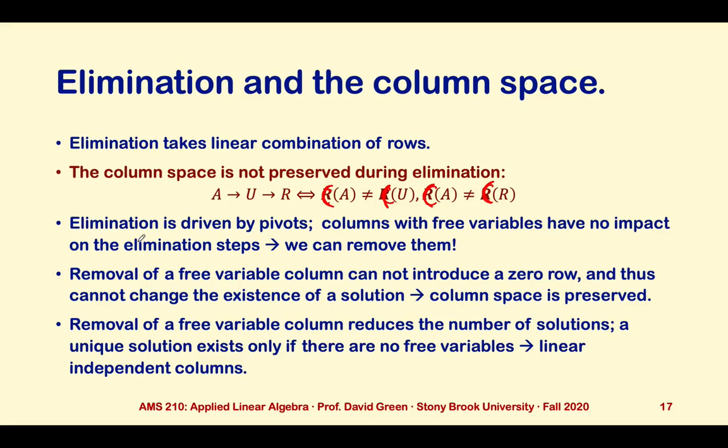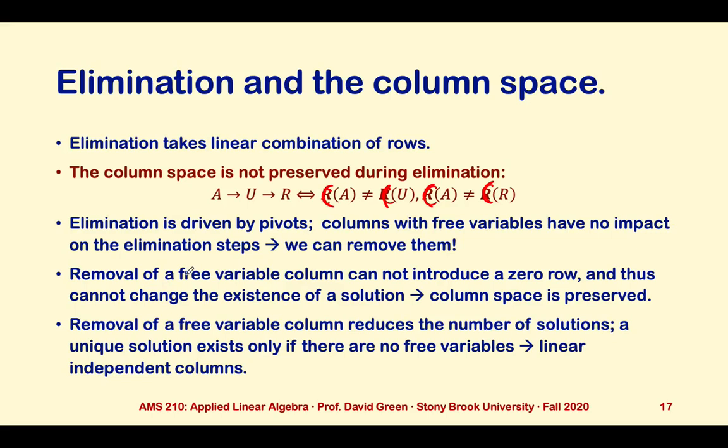However, elimination is driven by the pivots. Every decision we make in what step to take in elimination is based on looking at pivots. Columns with free variables that don't have pivots have absolutely no impact on the elimination steps. If we started with a matrix and we removed the columns with free variables, we would take exactly the same elimination steps to find an echelon or reduced row echelon form.